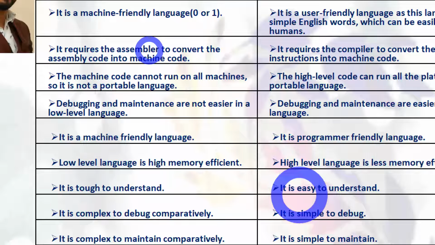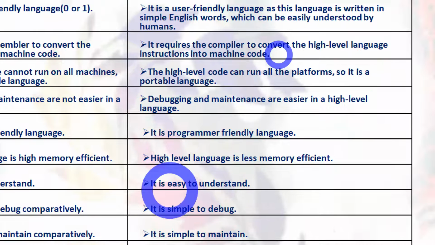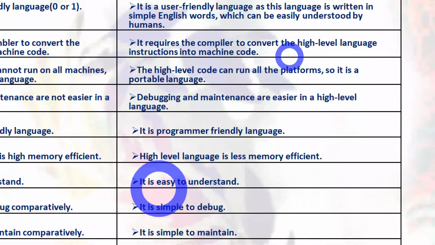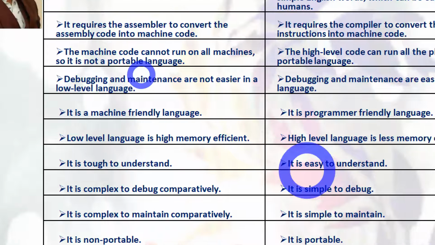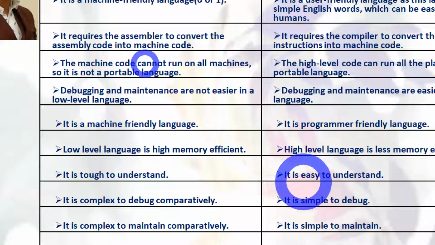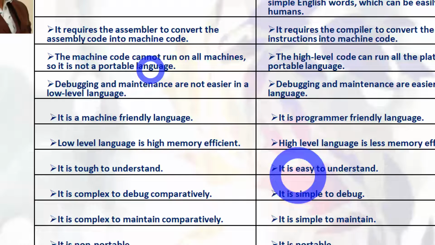Coming to high level language, it requires a compiler. Compilers and interpreters are there to convert high level language instructions into machine code. The machine code cannot run on all machines, so it is not a portable language. As I said, these low level languages are non-portable and machine dependent languages.